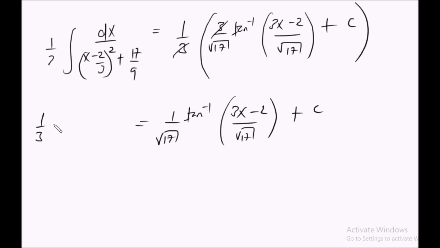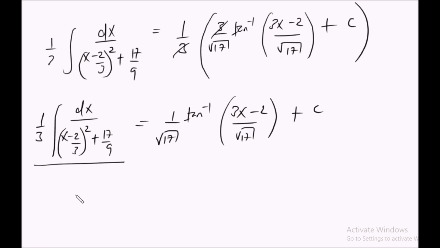Hii ndo 1 over 3 dx, so we have x minus 2 over 3 squared plus 17 over 9. So 1 over 3 sasa hivi sijaisahau, ni kwamba nimeshaingiza. Okay, so but this now, kumbuka hii kitu ilikuwa baada ya kusimplify, ila initially ilikuwaje? Initially ilikuwa ni dx over 3x squared minus 4x plus 7. Okay, tulivyo simplify ndio ikaja hivi. Tulisimplify hivi ili tuweze kuapply ile standard integral.